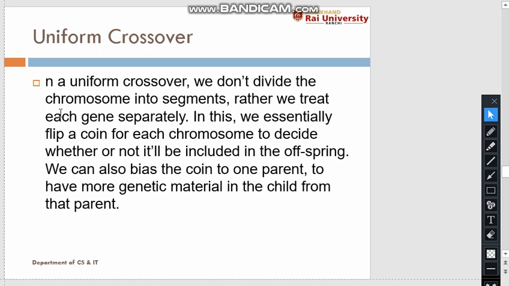Now let's understand what we mean by the uniform crossover. In a uniform crossover, we don't divide the chromosomes into segments. Rather, here we treat each gene separately. Here, we essentially flip a coin for each gene to decide whether or not it will be included in the offspring. We can also bias the coin to one parent to have more genetic material in the child from that parent.